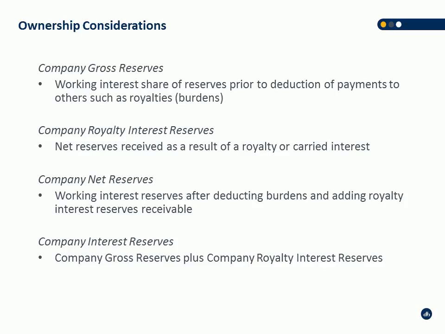So company gross is all of the working interest prior to deduction of burdens and royalties. Company royalty interest is when the company actually owns the royalty interest, so it's only the royalty interest amounts that the company owns. Company net is working interest after deduction of burdens and royalties. And company interest is company gross plus company royalty. So company interest is the total volumes that are attributable to the company. NI 51-101 has company net volume, so it's their working interest after deducting burdens.